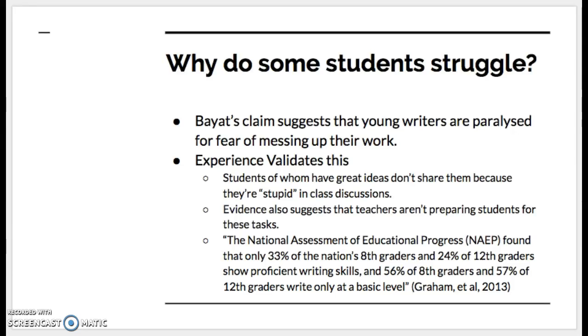Evidence also suggests that teachers aren't preparing students for these tasks. According to the National Assessment of Educational Progress, they found that only 33% of the nation's 8th graders and 24% of 12th graders show proficient writing skills, and that 56% of 8th graders and 57% of 12th graders write only at a basic level.